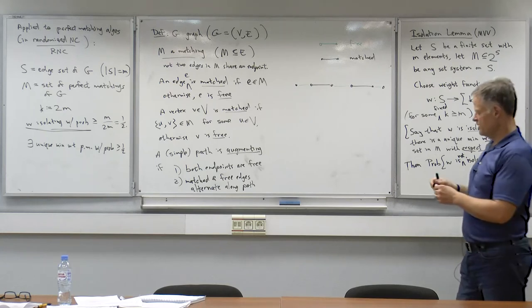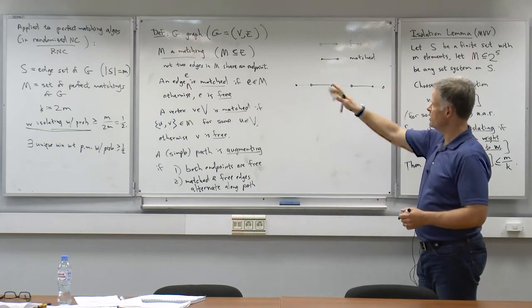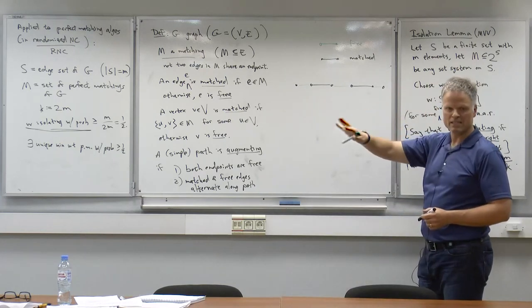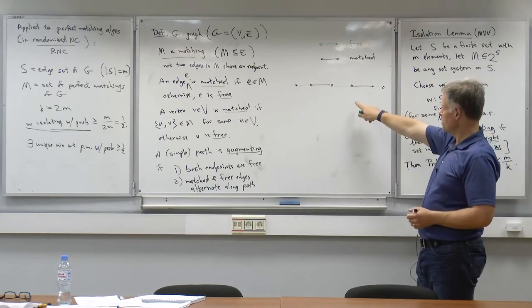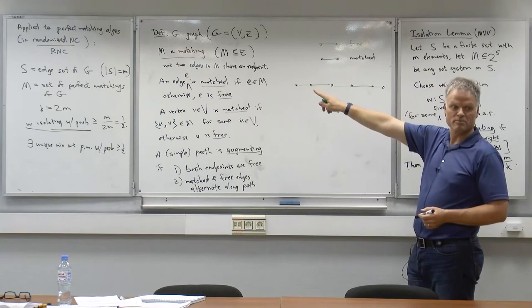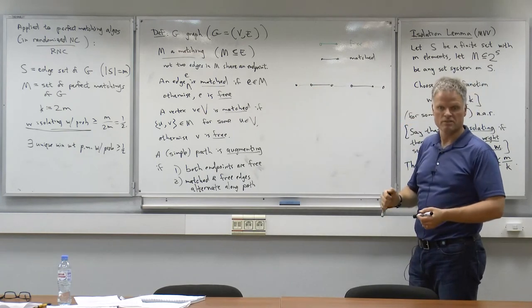So if an augmenting path exists, then M is not maximal in terms of cardinality. But the converse is also true, and that's what I'll just show. It's not hard.